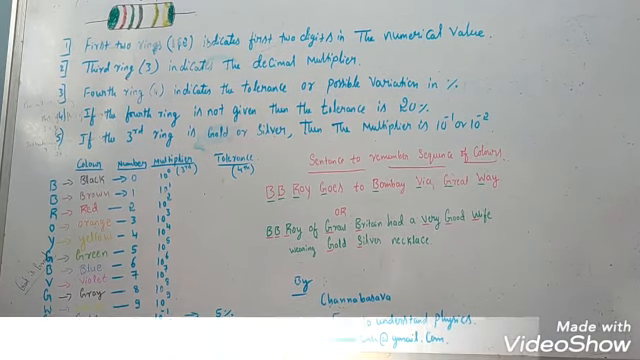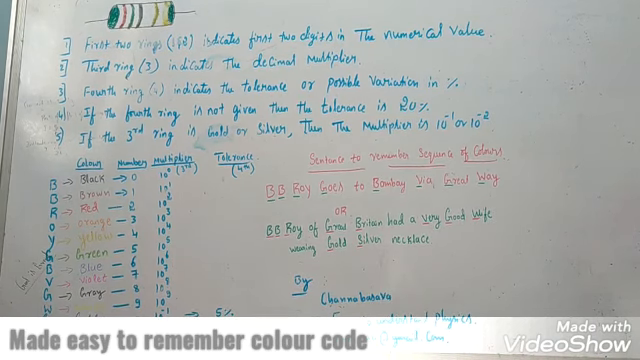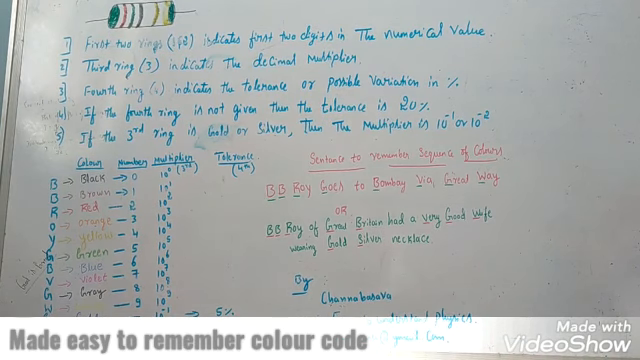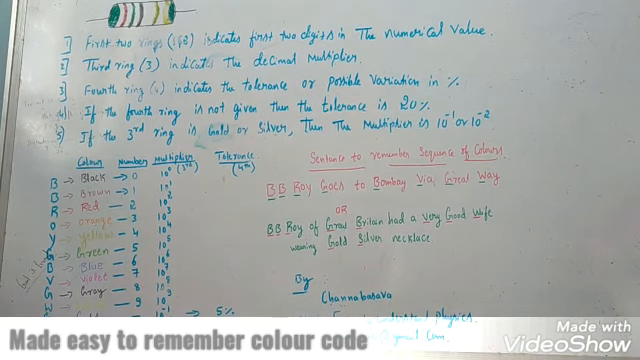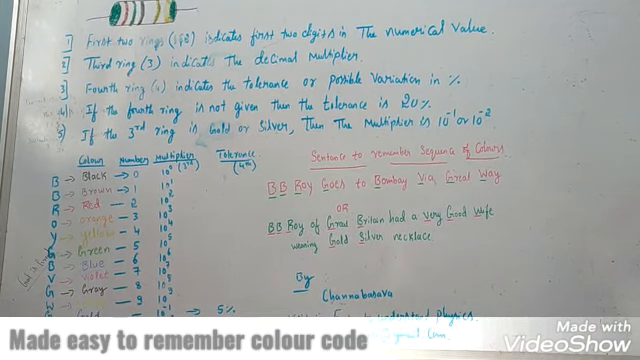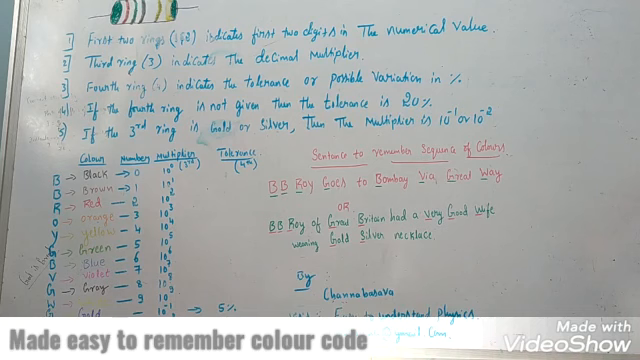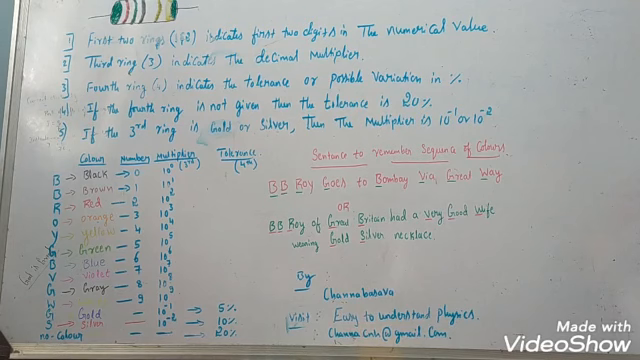Next, let us remember the sequence of the colors. I wrote the colors in the form BB ROY, that is BBROY, GBV, GW, GS, and the last one, no color. No color has a tolerance of 20%. Here B indicates the first ones: black, brown, red, orange, yellow, green, blue, violet, gray, white, gold. S indicates silver, and then no color.